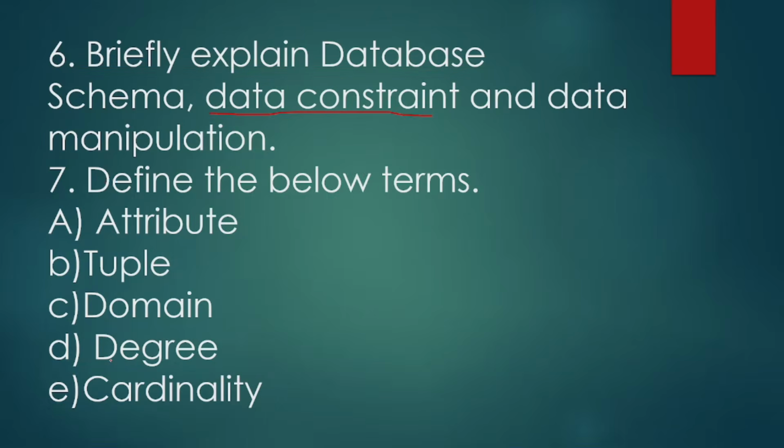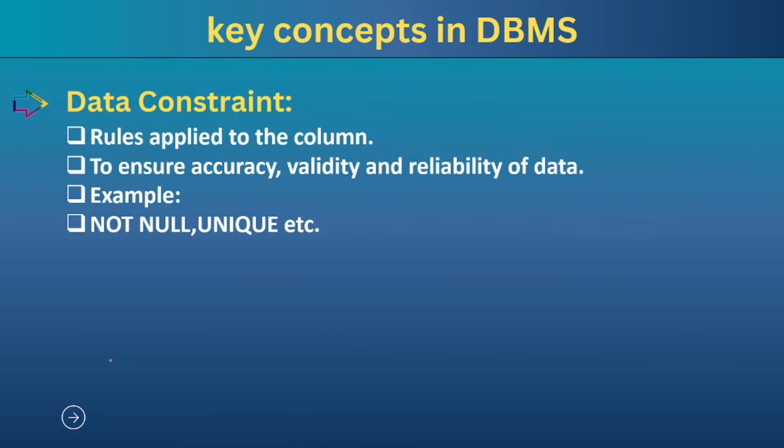And next one is data constraint. Whenever the word constraint comes, remember this point: rules are applied to the column. Why are we applying the rules? To ensure the accuracy, validity and reliability of the data. So what is the constraint? Examples are not null, unique, etc.